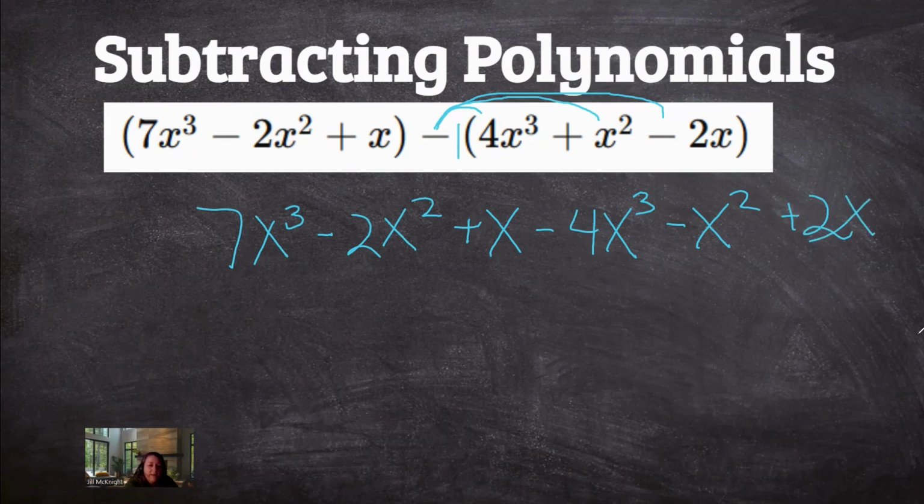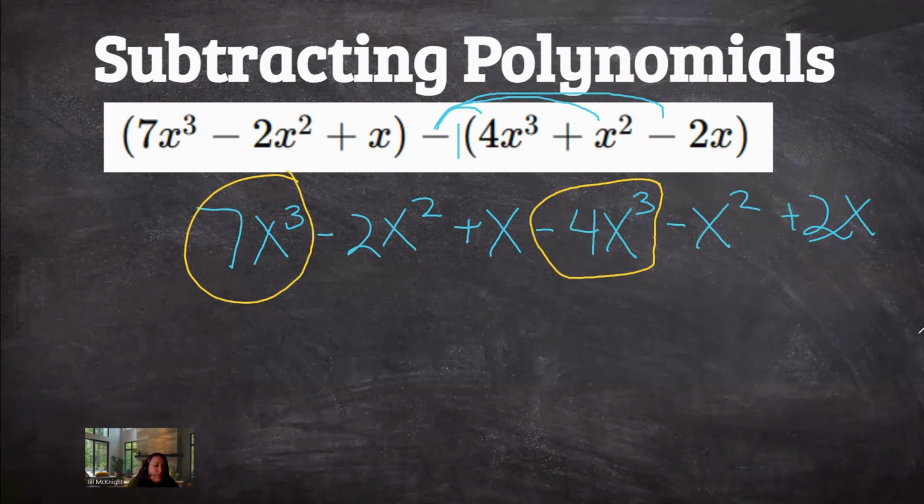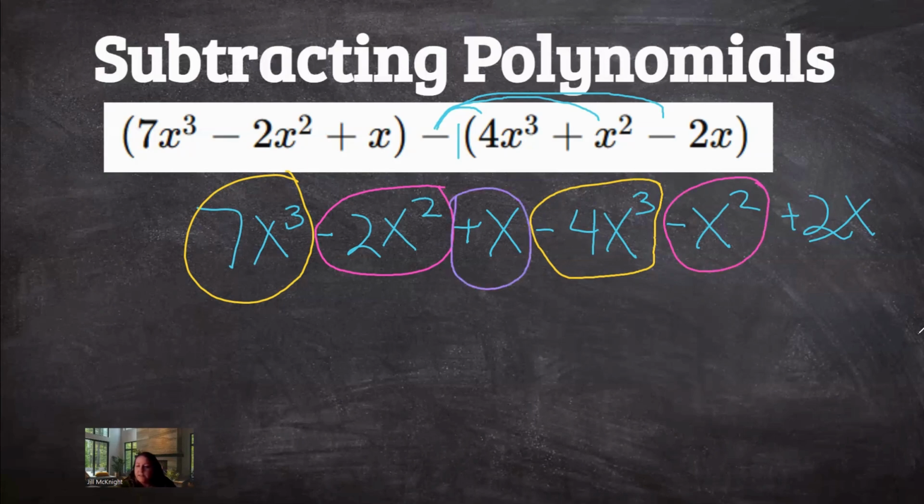So we have an x cubed and an x cubed, and you circle and use the sign in front of it. All right, and then we have a minus 2x squared and a minus x squared. And finally, we have a plus x plus 2x. Those are our like terms. So let's do the x cubes first. We're going to have 7x cubed minus 4x cubed is 3x cubed.